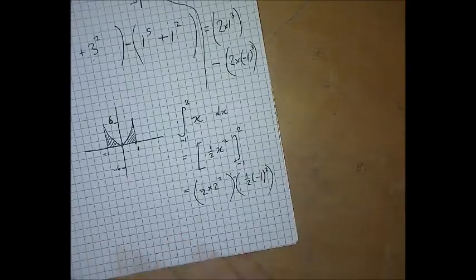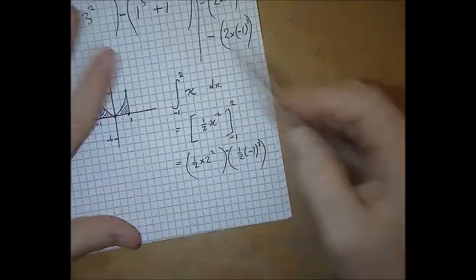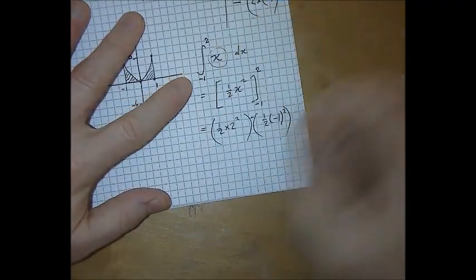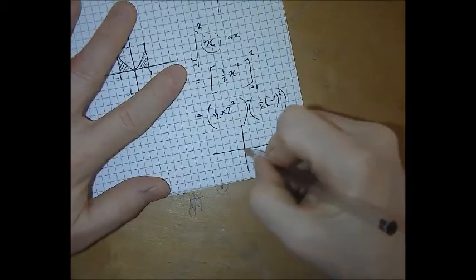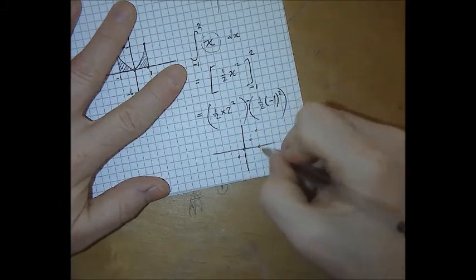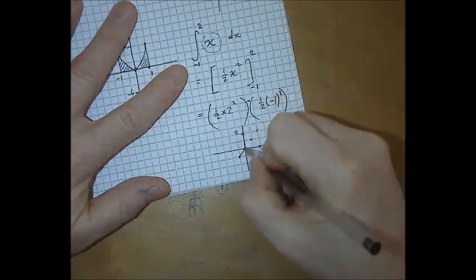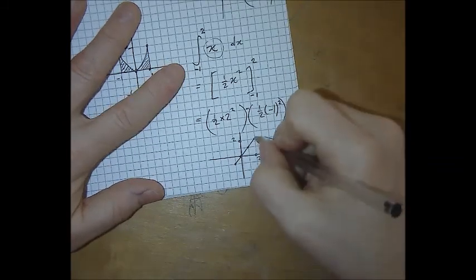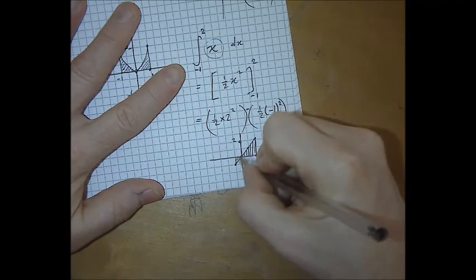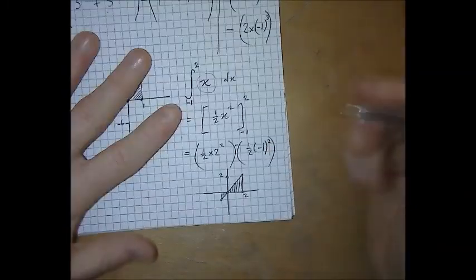That's your third meaning. Okay, so your fourth meaning for this is the area between that graph and the x-axis as far as 2 to the right and as far as -1 to the left. And that's a very easy graph to draw. So your fourth meaning is this area here. Now, of course, you can actually work out what their area is.